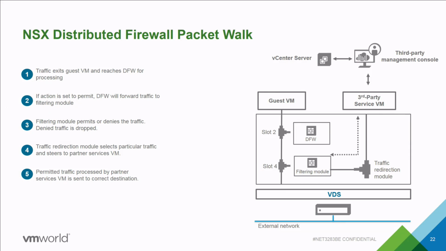Let's take a look beneath the covers into how some of these things work between distributed firewalling, as well as when I have a third-party service inserted into the flow. So any traffic that leaves our virtual machine, we inspect it at the VNIC level before it ever hits any of your network switches. If the action is set to permit, we'll go ahead and forward the traffic.